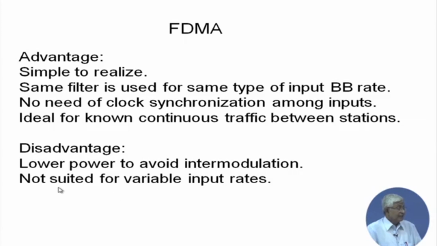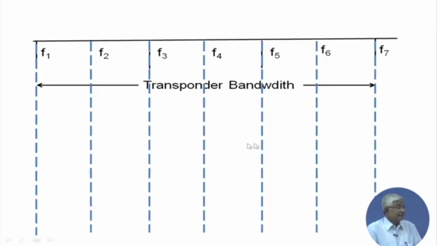And of course, it is not suited for variable input rates, because everywhere you have put the filter at the transmit side and receive side, and if your input varies, the filter bandwidth has to be changed and that has to be dynamic. So, it is not at all suited, otherwise a very complex dynamic filter has to be designed. Let us give a quick example pictorially, which is easy, you can realize that.